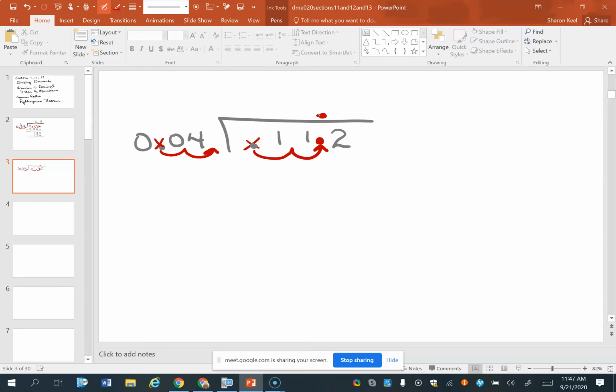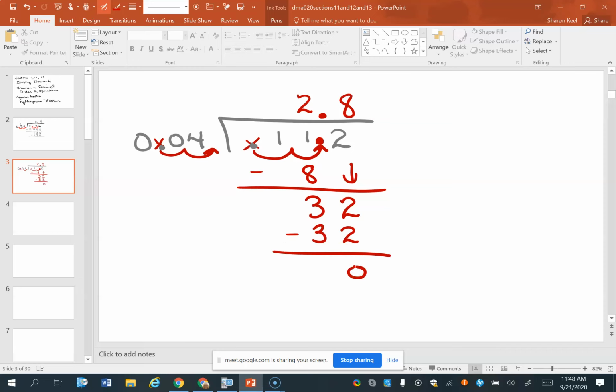4 goes into 11. How many times? 3 times 4 would be 12. That would be too large. So let's do 2. 2 times 4 will give us 8. When we subtract, we get 3. We then bring down the 2. 4 goes into 32 8 times. 8 times 4 is 32. And when we subtract, there is nothing left.